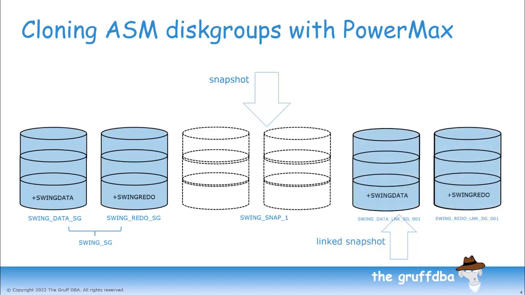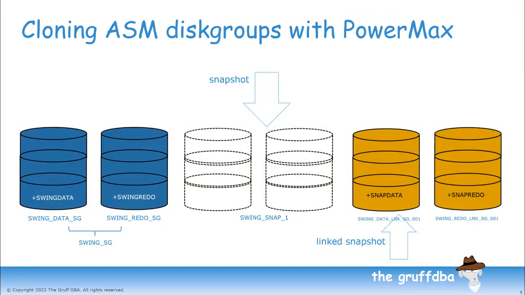When I link my snapshot to the link devices, those volumes assume the state of the source volumes at the time the snapshot was taken. I can then mount the link devices to a target host, rescan the SCSI bus, and the ASM disk should be visible. I am then free to make whatever changes I wish to my mounted copy. In this example, I have renamed the ASM disk groups to SnapData and SnapRedo.